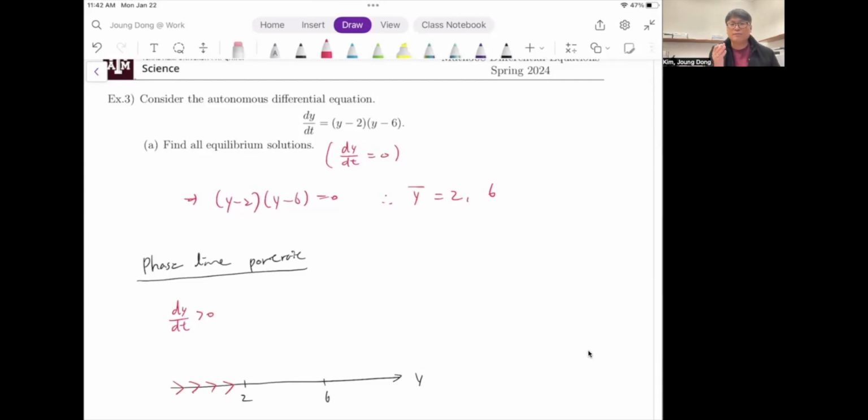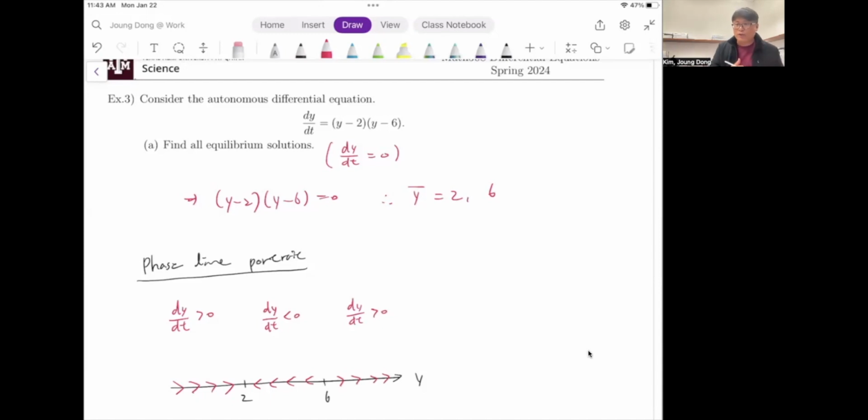3 minus 2 is positive, but 3 minus 6 is negative. One positive number times one negative number is negative. So in the middle section, between 2 and 6, dy/dt is negative, and we can draw the arrow this way. Then whenever you have a y value bigger than 6, for example 100, 100 minus 2 is positive and 100 minus 6 is positive. So we can say this section is positive, then to the right. That's it. This is the phase line portrait.